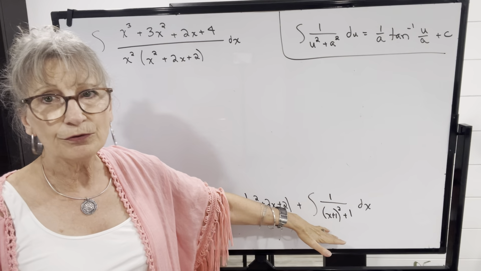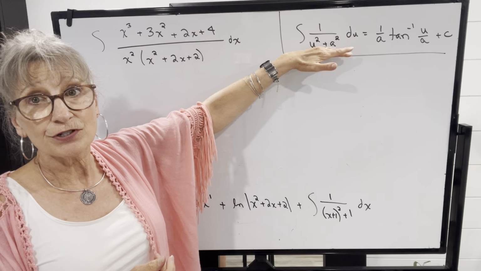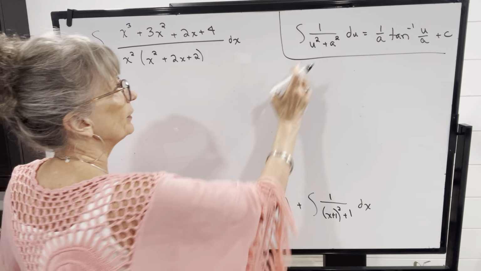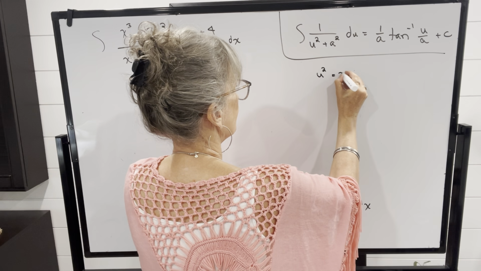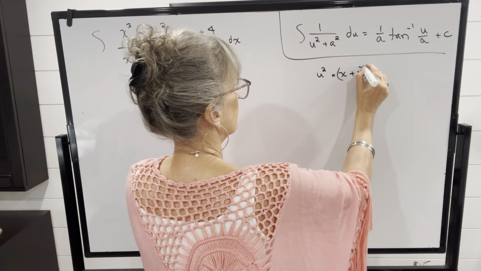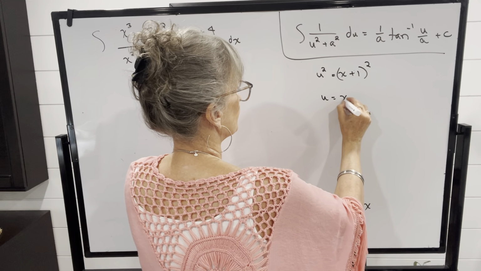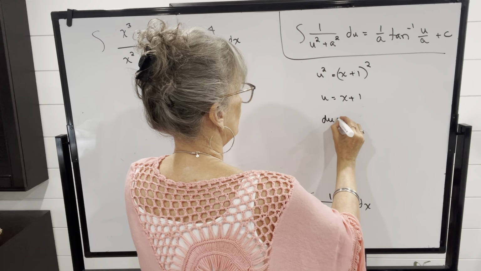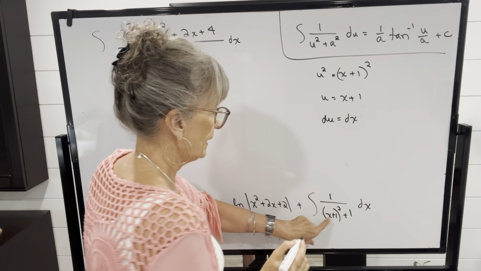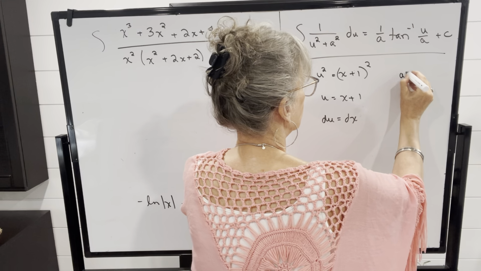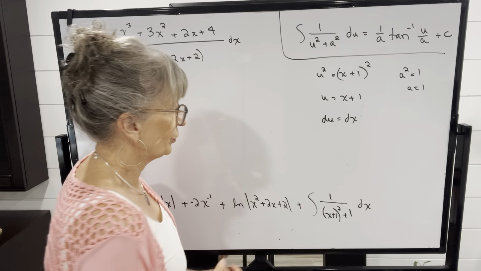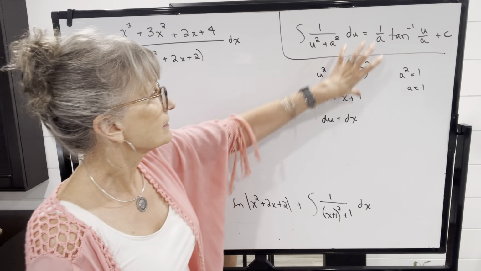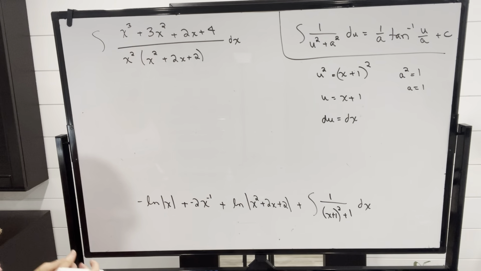Now this integral fits our inverse tan pattern. We have 1 over u squared plus a squared. So u squared is x plus 1 squared. Therefore u is x plus 1 and du will be dx. A squared is equal to 1. So a is equal to 1. We're good. We can use that pattern. It fits. So we're going to use that to integrate it.